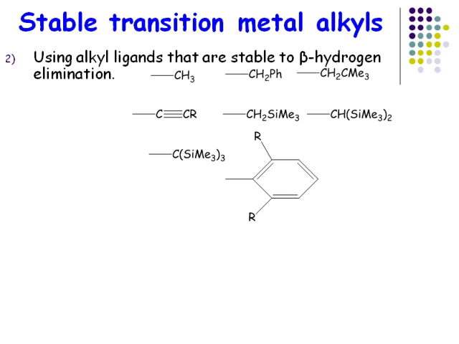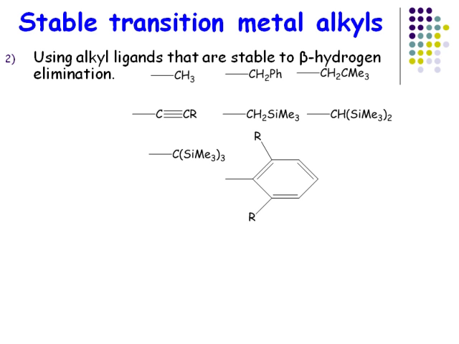The other method we can have here is to use a special kind of alkyl ligand. So we have some examples of special kinds of alkyl ligand. This is a methyl ligand, this is a benzyl ligand, this is N-pentyl ligand here, this is a acetylide ligand, this is a trimethyl-silyl methyl ligand, this is a bis-trimethyl-silyl methyl ligand, and this is a tris-trimethyl-silyl ligand, and this is a 2,6 phenyl ligand. What do all of these alkyl groups have in common? Or rather, what don't they have in common?